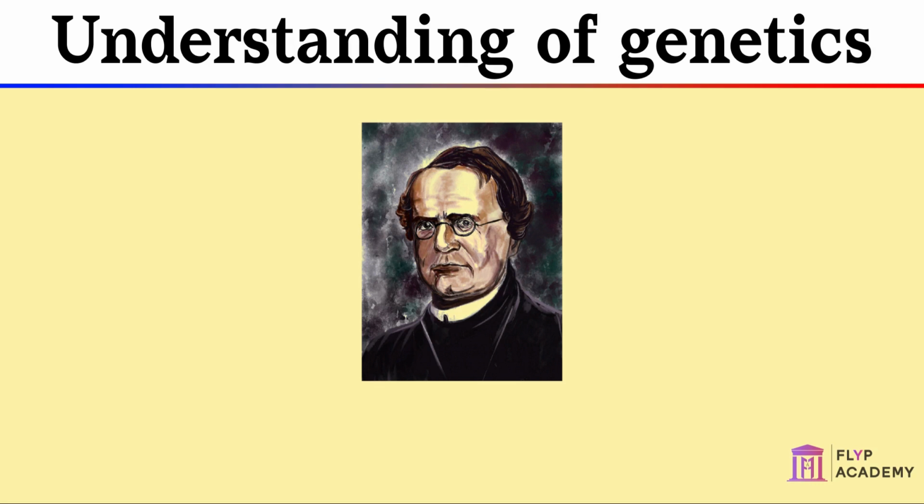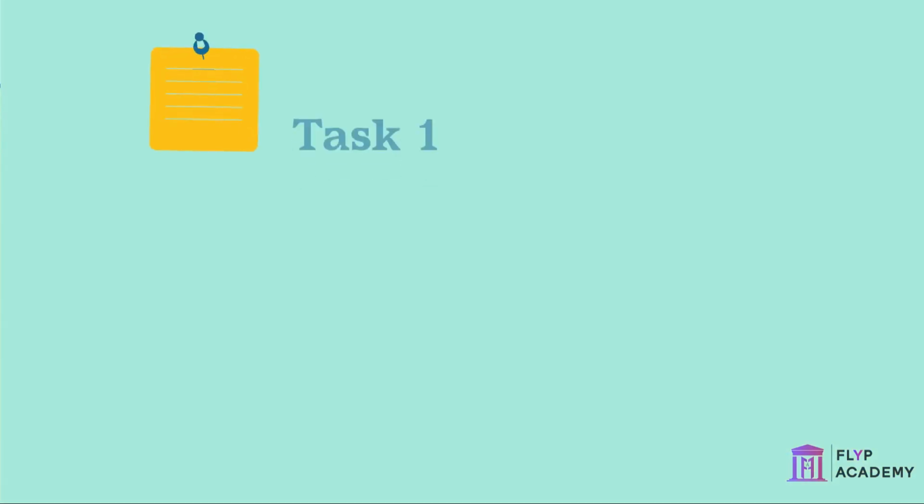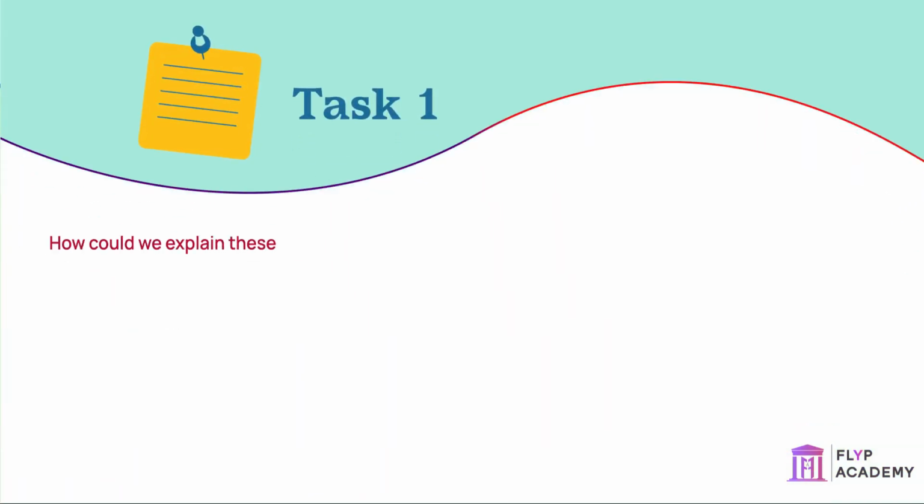The first generation showed only purple flowers, but when those were bred, the next generation showed 75% were purple, but 25% were white, showing that the unit that was responsible for the white colour was still present in the purple plants, but not expressed. Task: how could we explain these observations using what we know about genetics now?